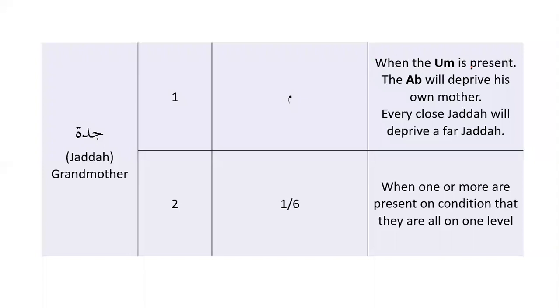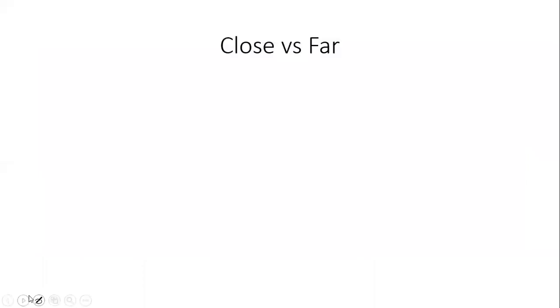Number 1, when the [Umm] is present, or the ab will deprive his own mother, and every close Jaddah will deprive a far Jaddah. And obviously we'll go over each of these in detail with examples. And condition number 2, she will receive 1/6 when 1 or more are present, on the condition that they are all of one level. Before we carry on, inshallah, we just need to quickly go over the concept of a close Jaddah and a far Jaddah.